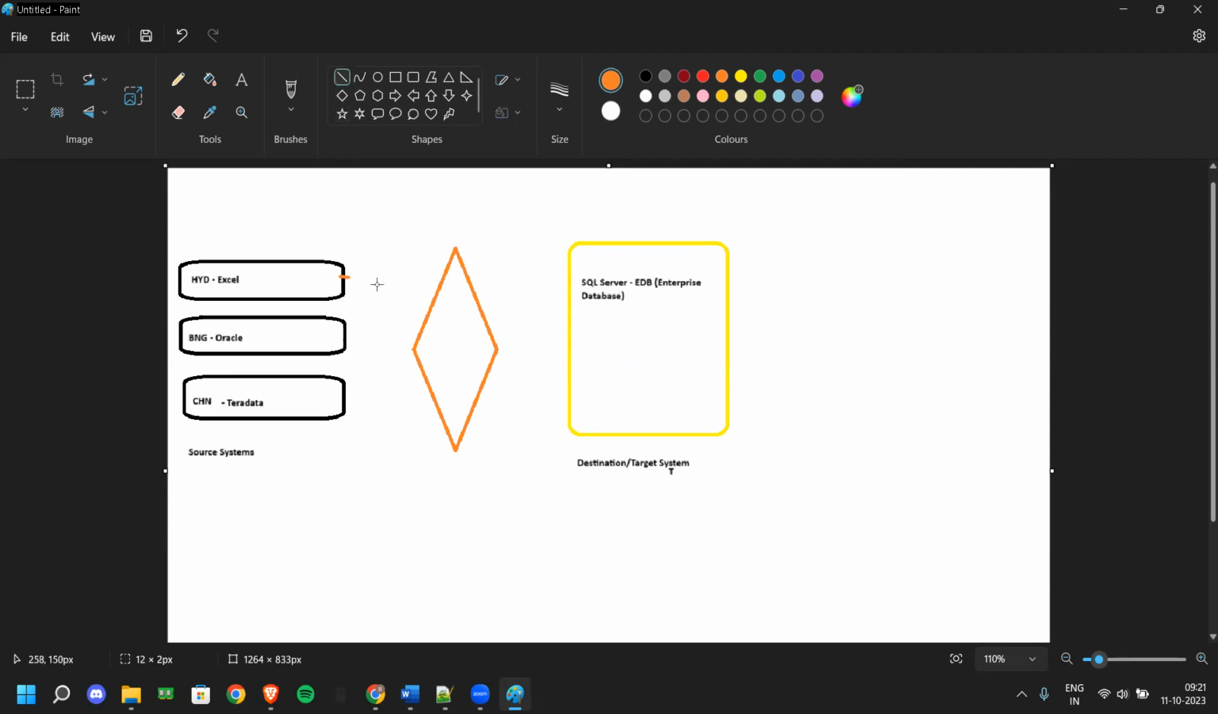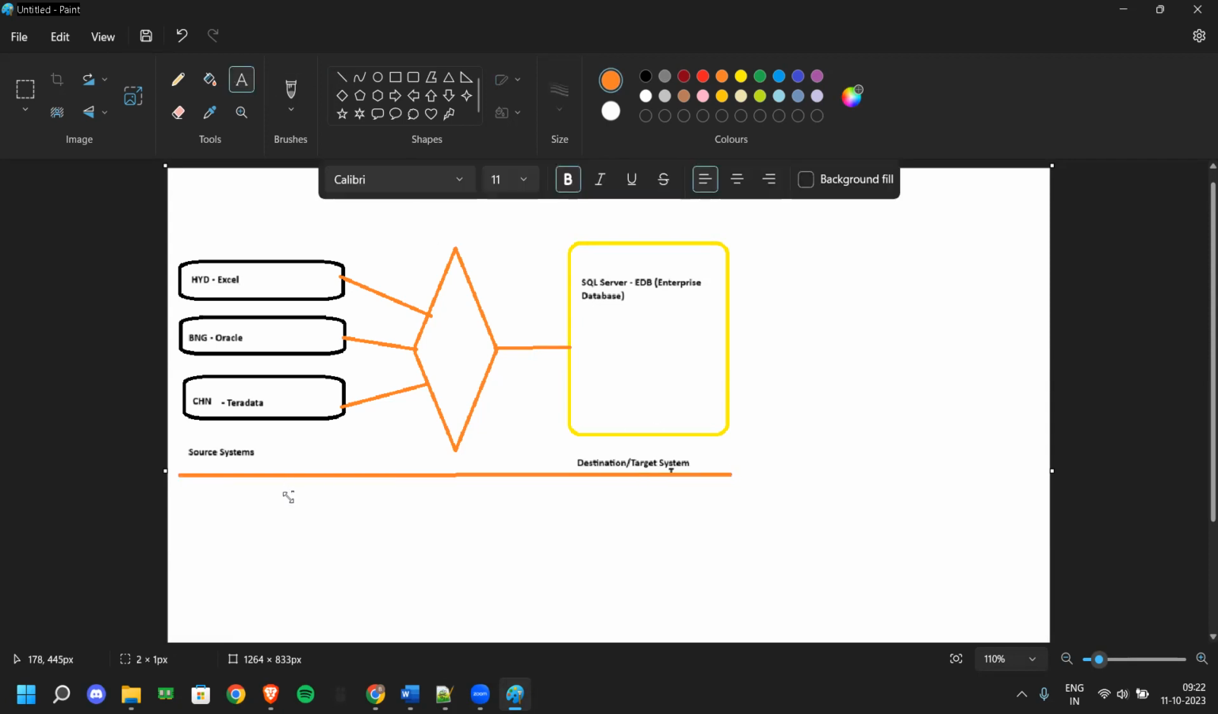You get the data from source 1 to here. You get the data from source 2 to here. You get the data from source 3 to here. Combine it. The combined data will be loaded into the destination system. We call it data integration, or else ETL: extraction, transformation and loading.